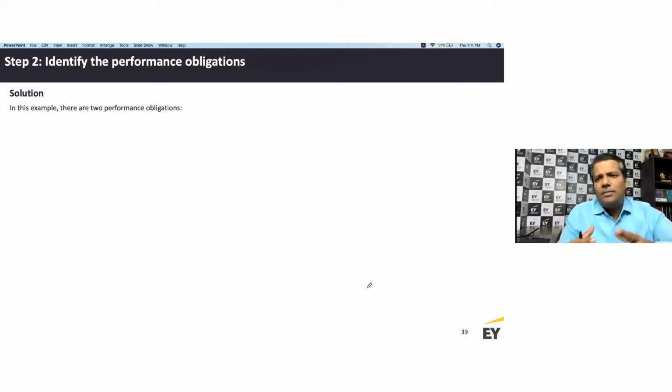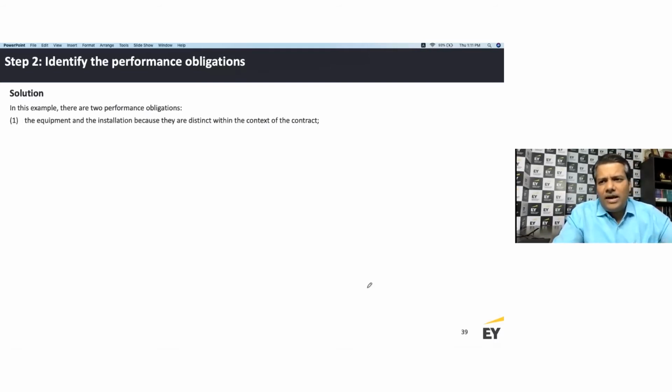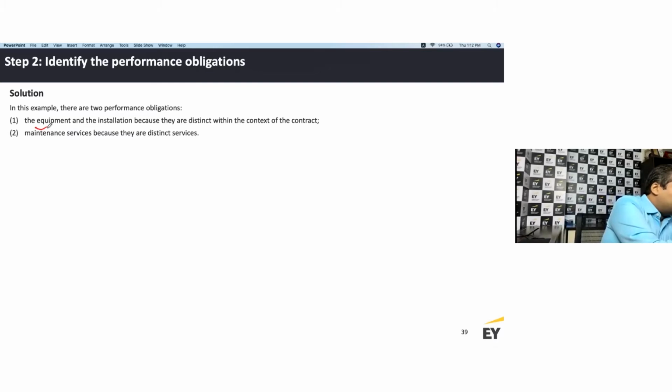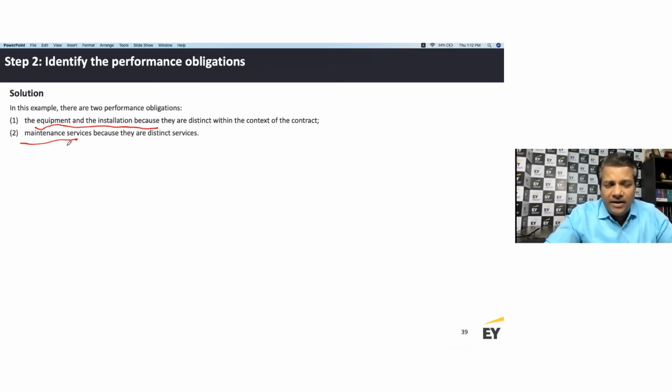Can the customer benefit from one without the other? Is it possible, right? And we had some fact patterns here to suggest that the customer cannot benefit from one without the other. And that's where the solution suggests that there are two performance obligations: the equipment and the installation, because they are distinct within the context of the contract, and maintenance services, because they are distinct services. So we're saying there are two performance obligations: the equipment and installation as one performance obligation, and maintenance services as another performance obligation.